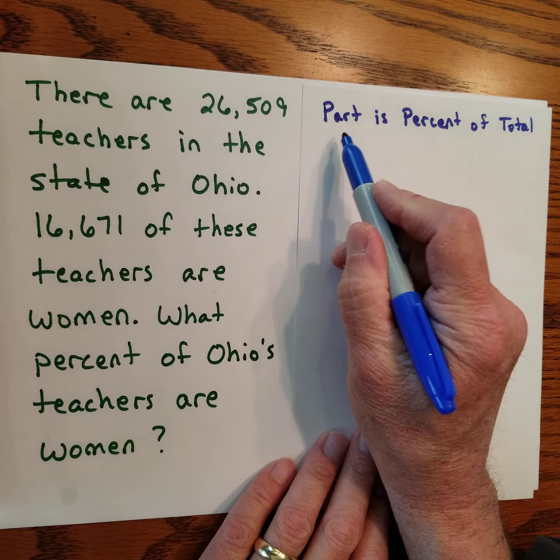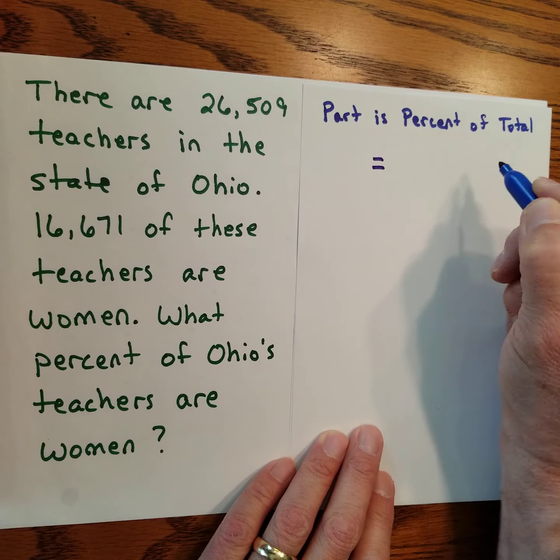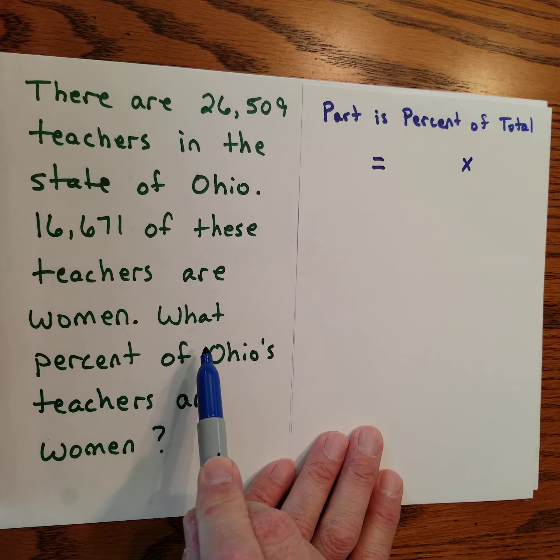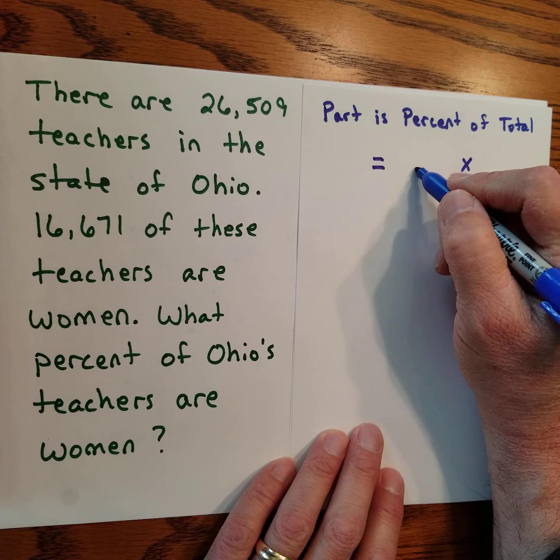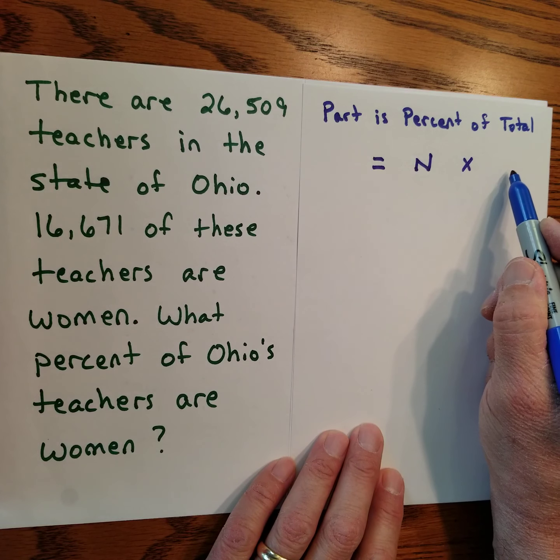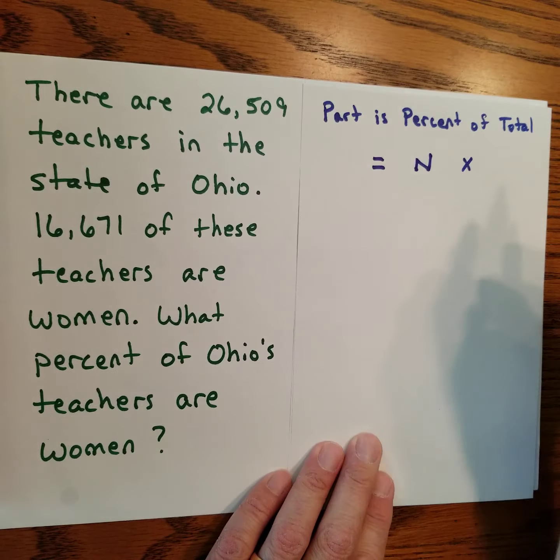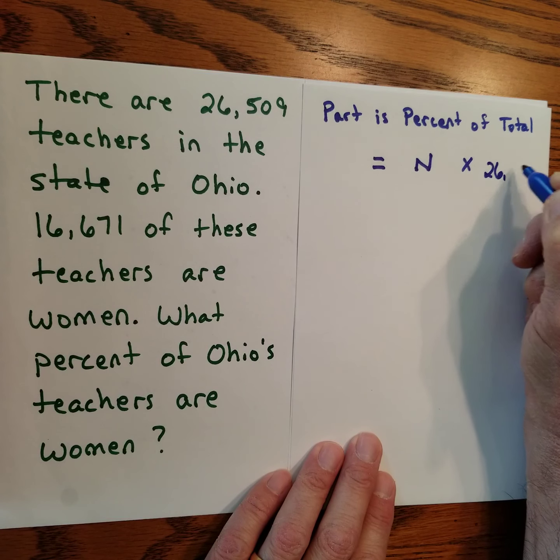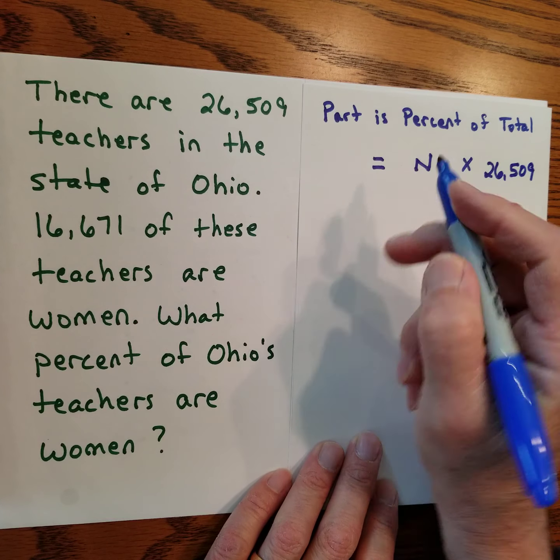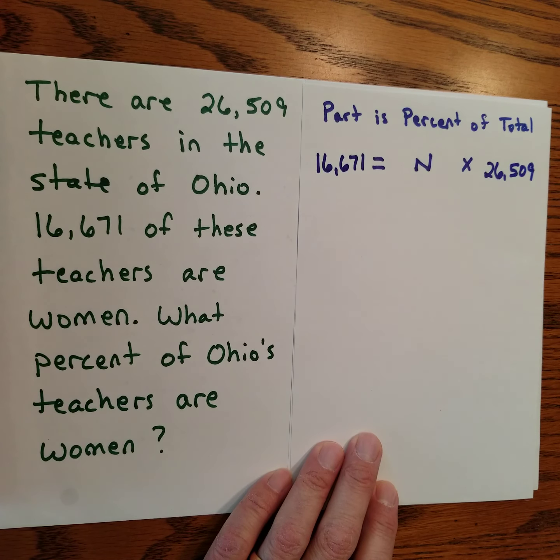Let's try it. It's a percentage problem, so I write my formula down. I know is equals, of is times. What am I looking for? I'm looking for what percent of Ohio's teachers are women. I'm looking for the percentage. I need a number for part and a number for total. Which number is the total number of teachers in Ohio? 26,509 is the total number of teachers in Ohio. Part of those teachers are women. 16,671 of them are women.